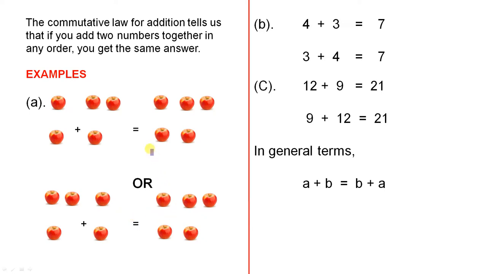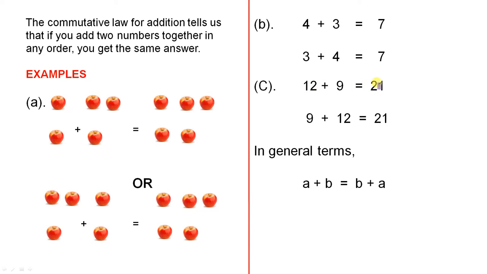So what the law says is that if you have 2 first and 3 second, and you add them together, you get 5. If you have 3 first and 2 second, and you add them together, you also get 5. Now looking at the rule just using numbers, 4 plus 3 equals 7. That's just an example. 3 plus 4 equals 7. So the 4 and the 3 can be in either order, and you still get 7.